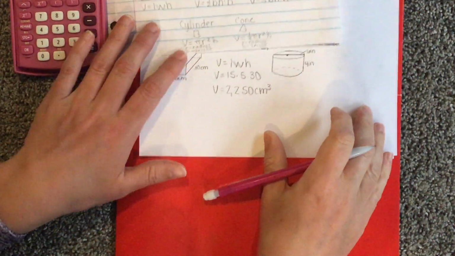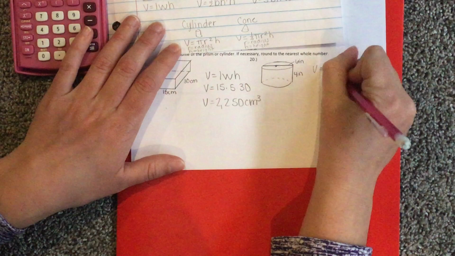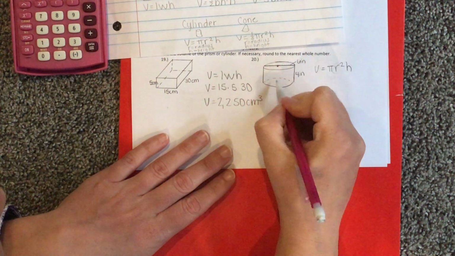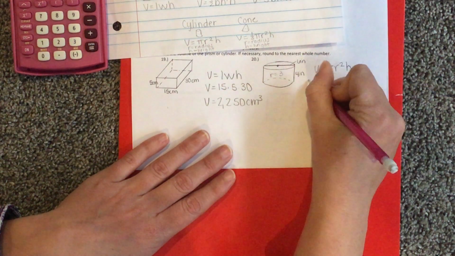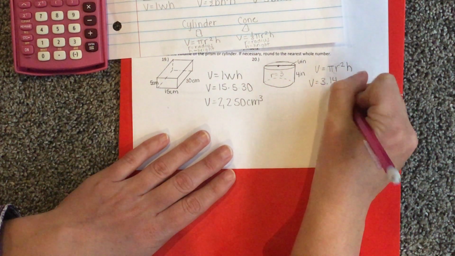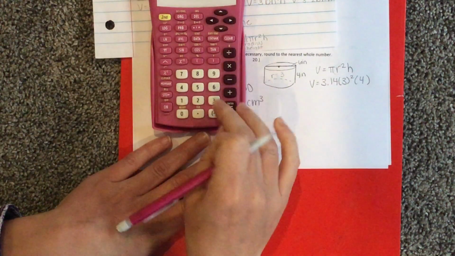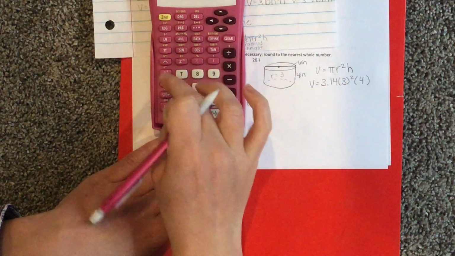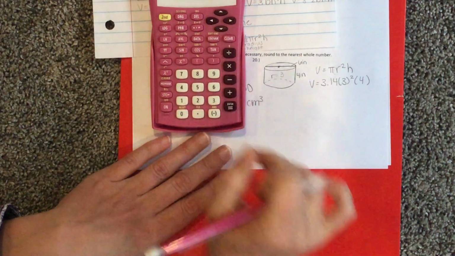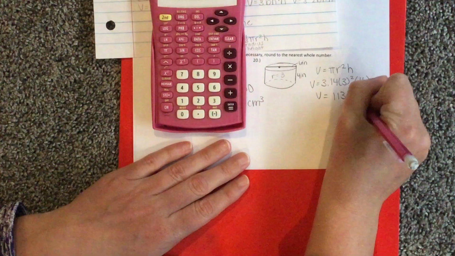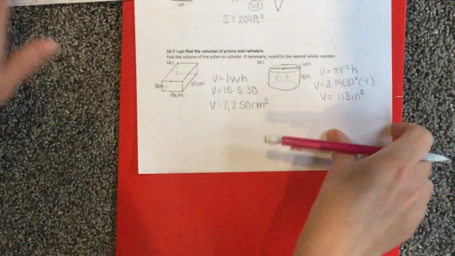Same with the cylinders. Cylinder has a formula. Volume equals pi r squared h. This is a diameter. They do not give you a radius here. Make sure you cut it in half. 3.14 times 3 squared times 4 equals 113 inches cubed.